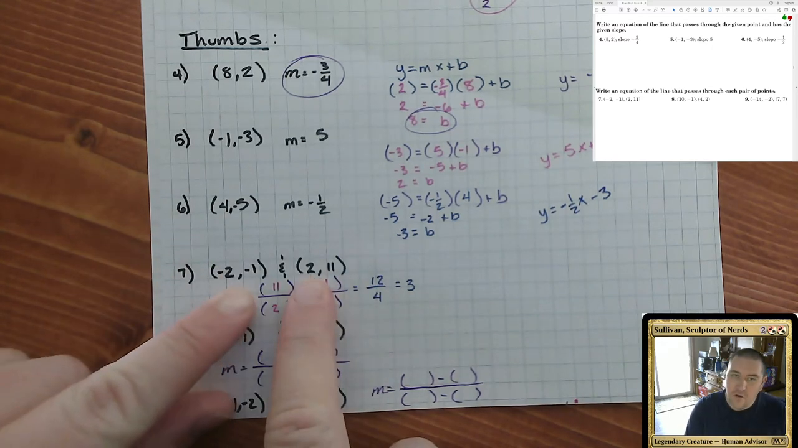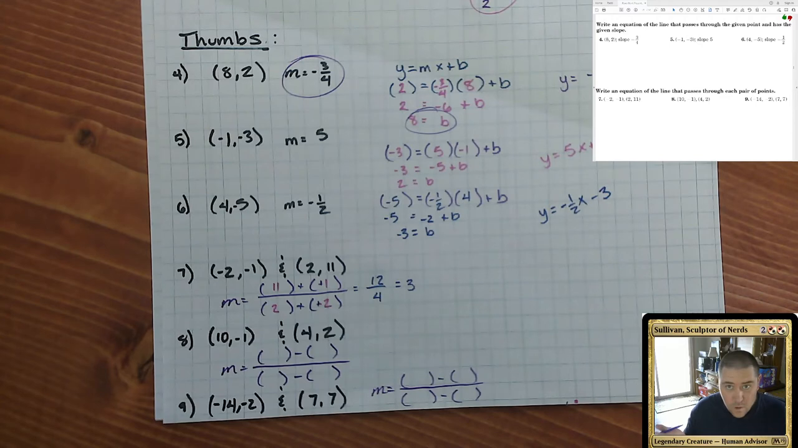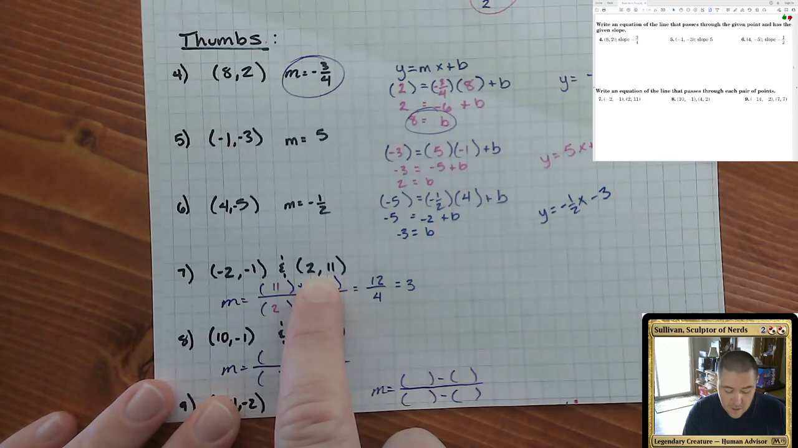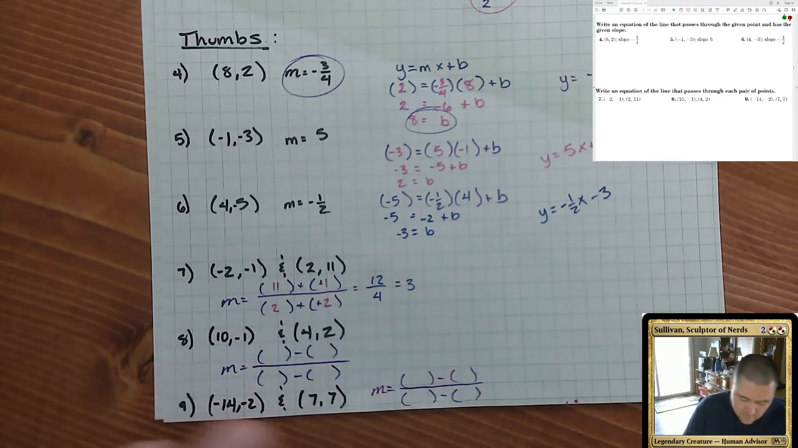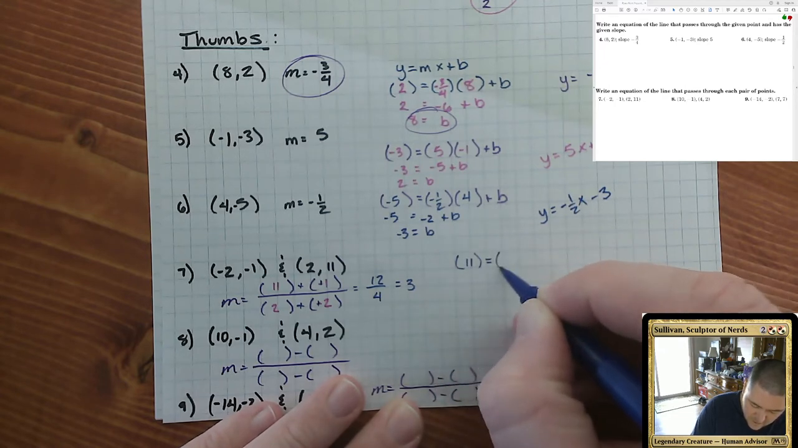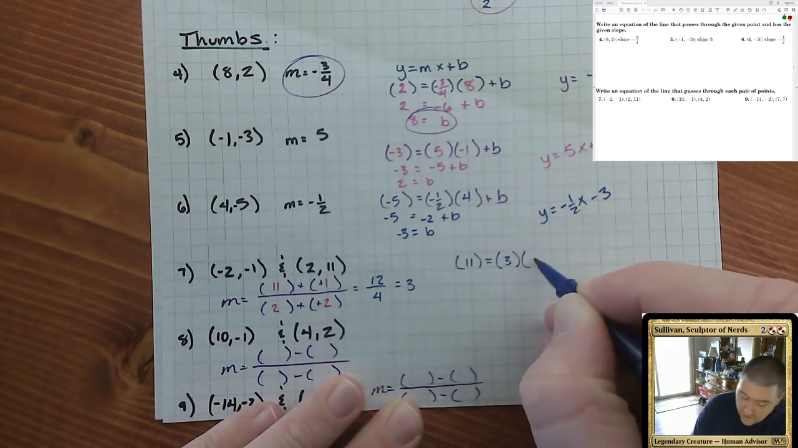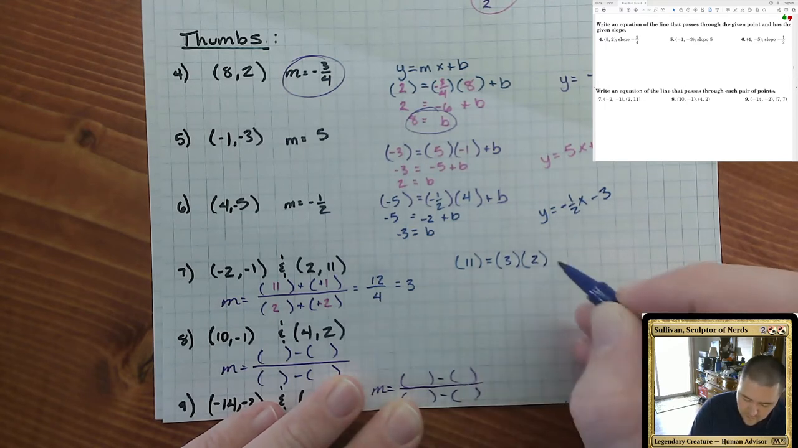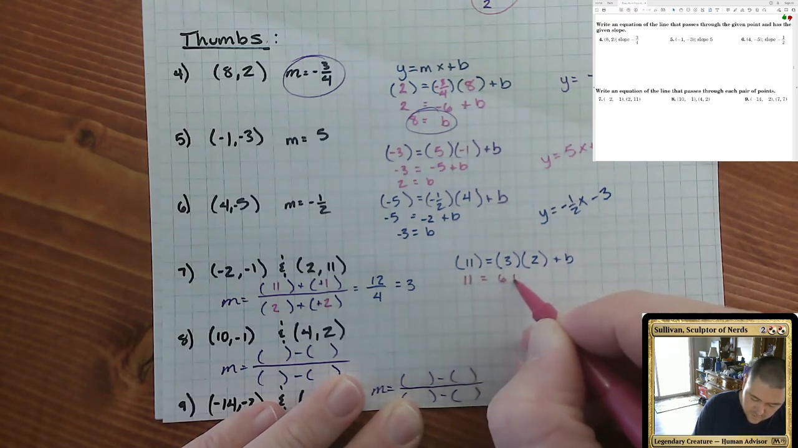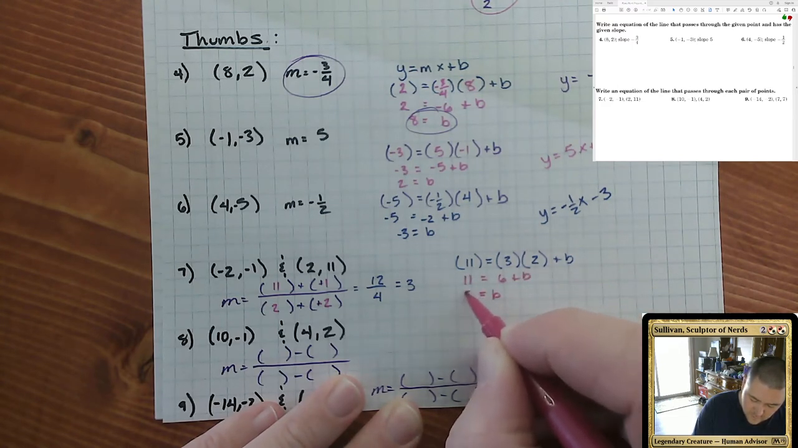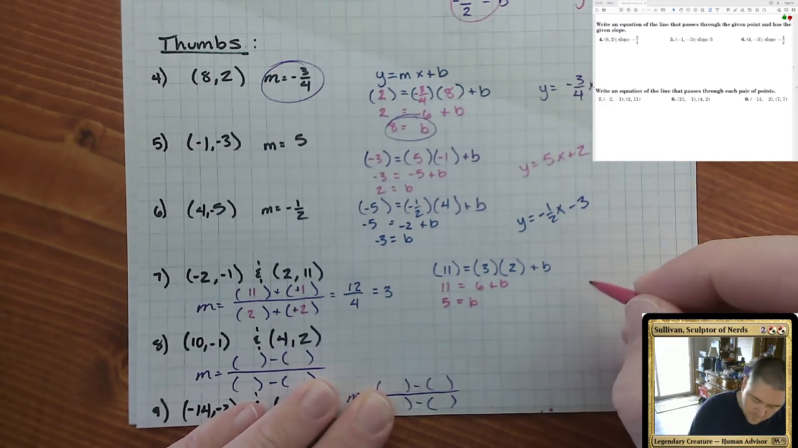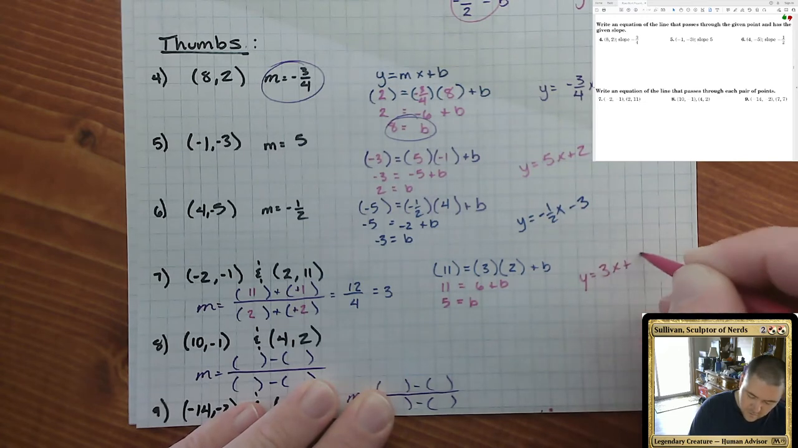I've got a pair of points to choose from. I can use either one, doesn't matter. Most kids are probably going to choose 2, 11 because it's a positive number. It's easier to work with. So I'll plug in my y, my m, my x that goes with the y, plus b. Getting 11 is 6 plus b, subtract, b is 5. I know m, I know b, go write my equation. 3x plus 5.